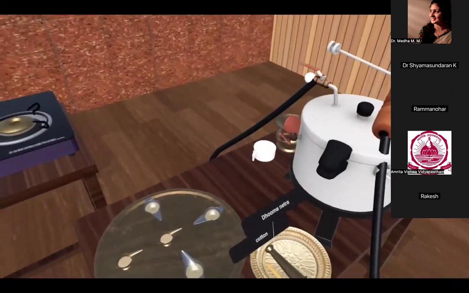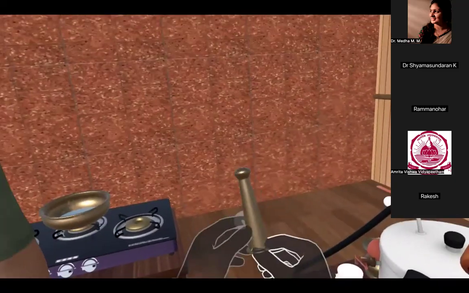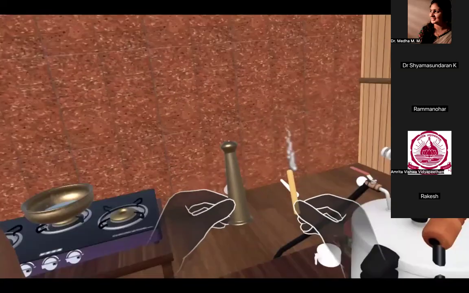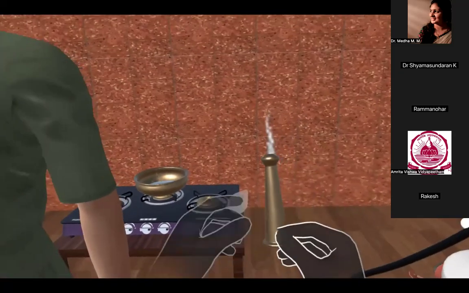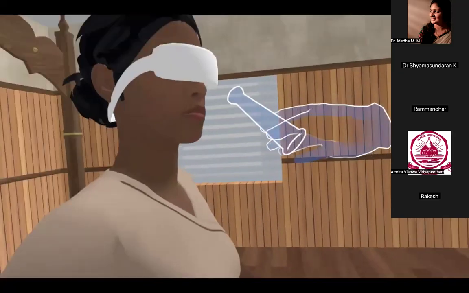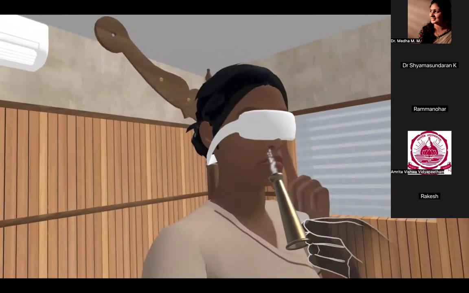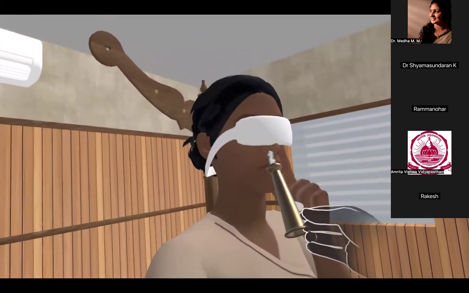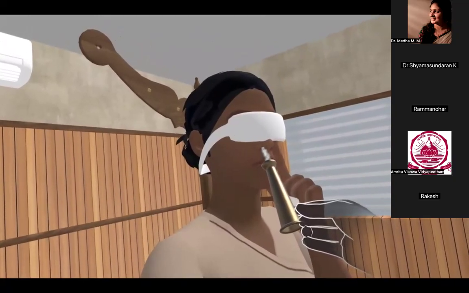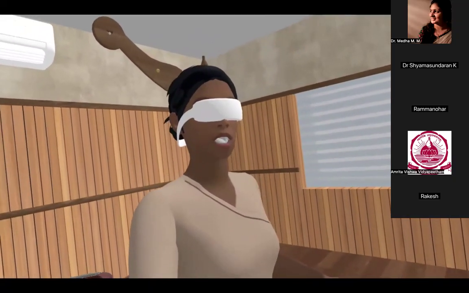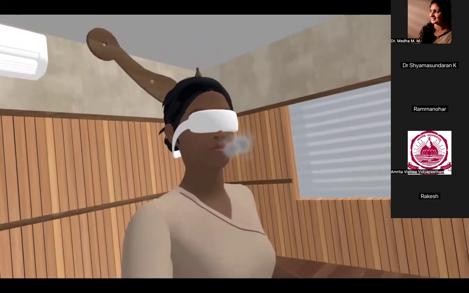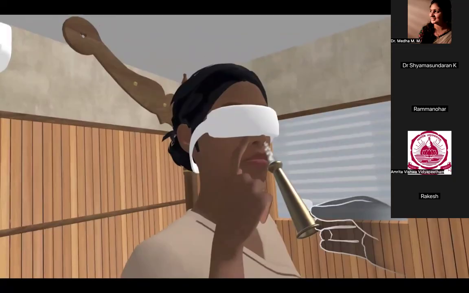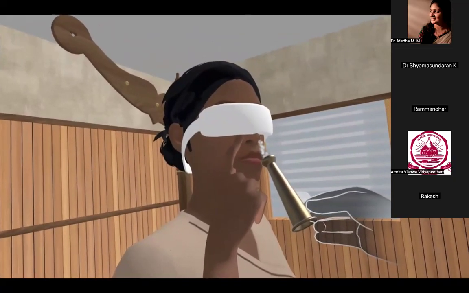Next we have to do the Dhumapana. So the first command is to take the Dhumanetra, then the Dhumavarti, and place the Dhumavarti into the Dhumanetra, and we have to administer it to the patient. In this, why we are doing this procedure is also mentioned, so the students can hear and understand why we have to do all these.